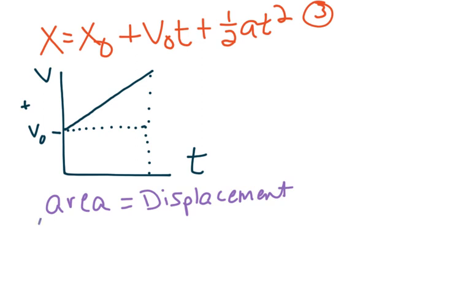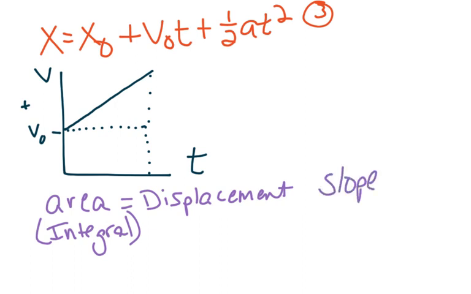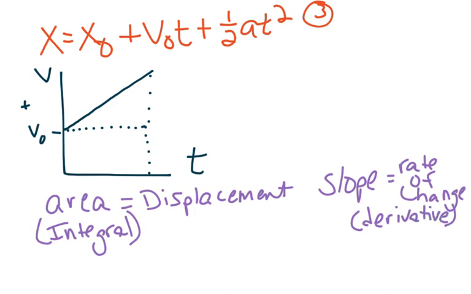When we talk about integrating, areas will be our integral, okay? Slope, on the other hand, the slope of this graph would give you acceleration, okay? But slopes we define as a rate of change. And when we do the calculus here, we will be doing derivatives when we talk about taking slopes, okay? So let's look at the area under this graph since that's our displacement.